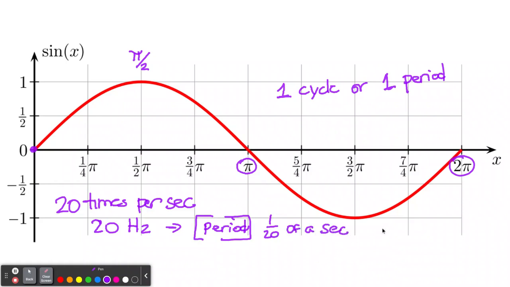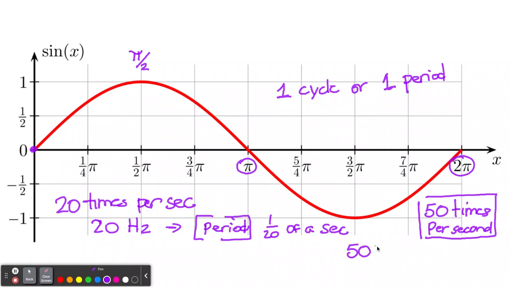What if I said that, let's say, the frequency was 50 times per second? So it's going from start to pi to 2 pi radians 50 times per second. 50 periods per second, 50 cycles per second. Well, we know that's 50 hertz. And the length of the period then would be 1/50th of a second.